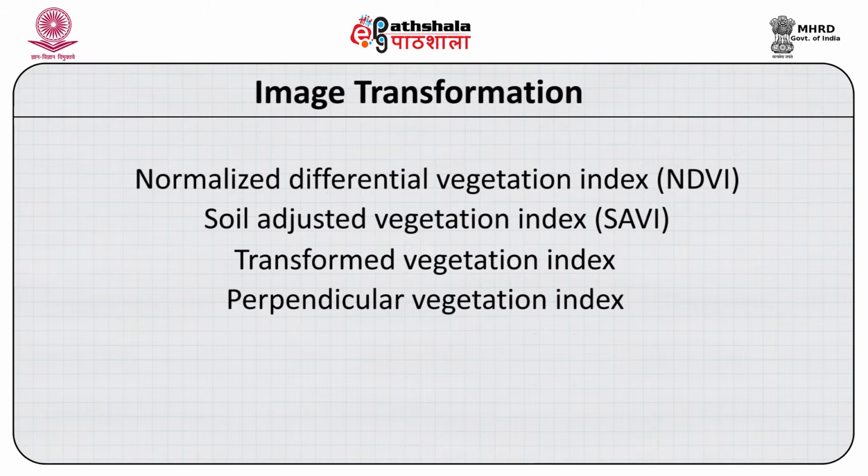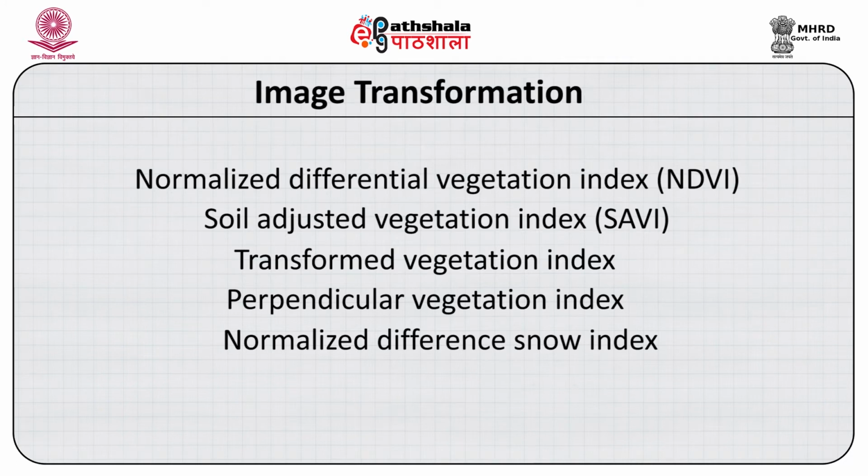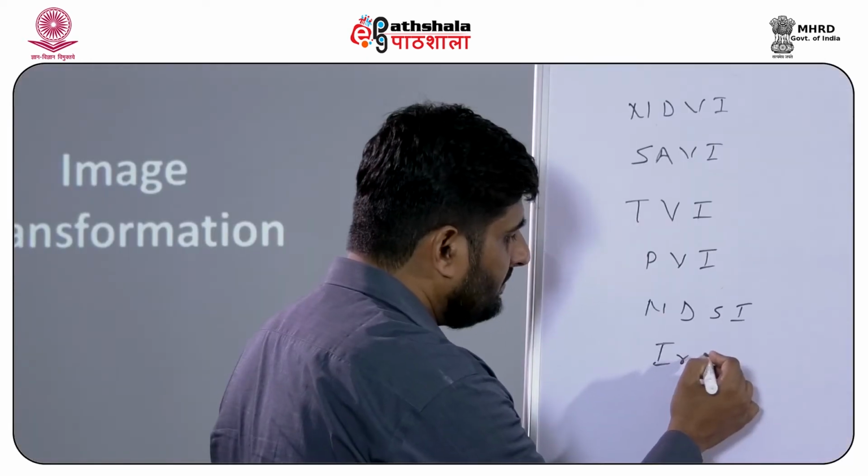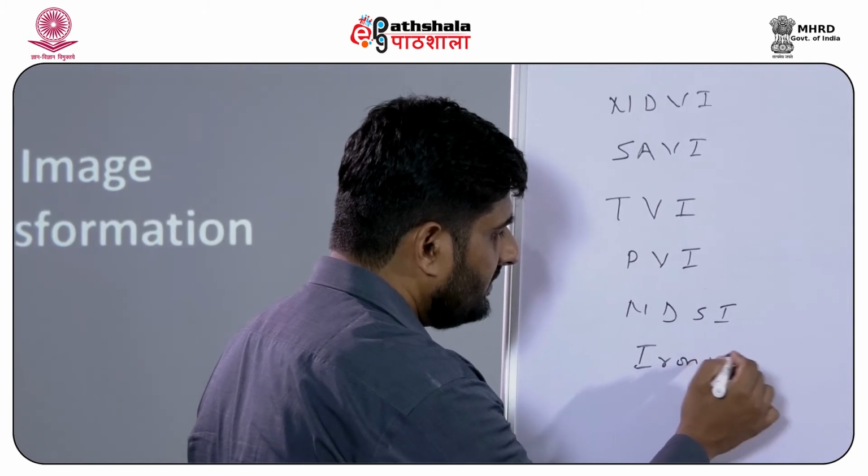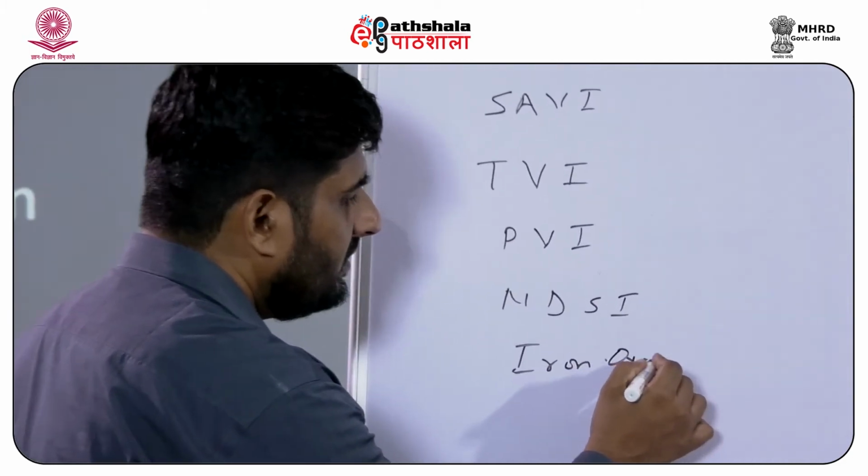Apart from these vegetation indices, we also have the normalized difference snow index, which can be used in snow studies, and we can also have indices which may be used in geological studies, that is the iron oxide index.